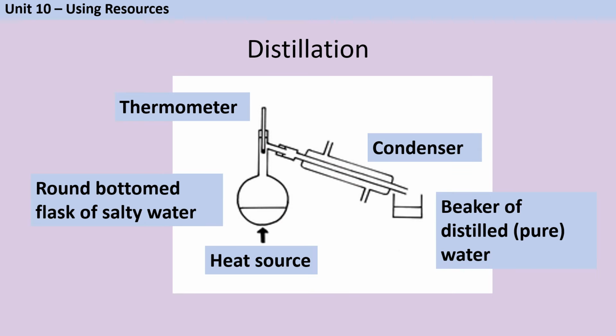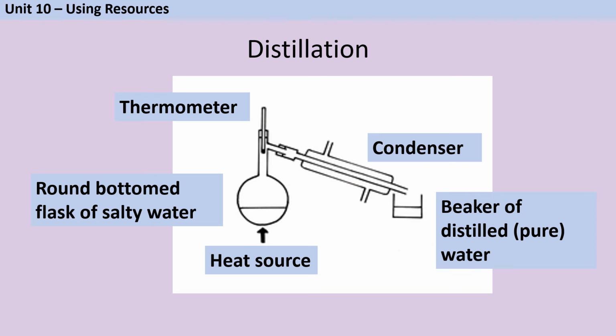Here's an example of the apparatus that you could use to distill water in your lab at school. In the flask we've got the salty water which needs purifying, and there's a heat source like a Bunsen burner which is used to evaporate that water. So the state change that we have inside that flask is evaporation.